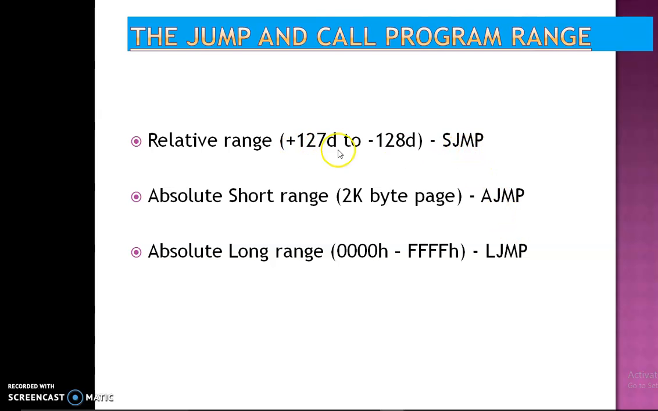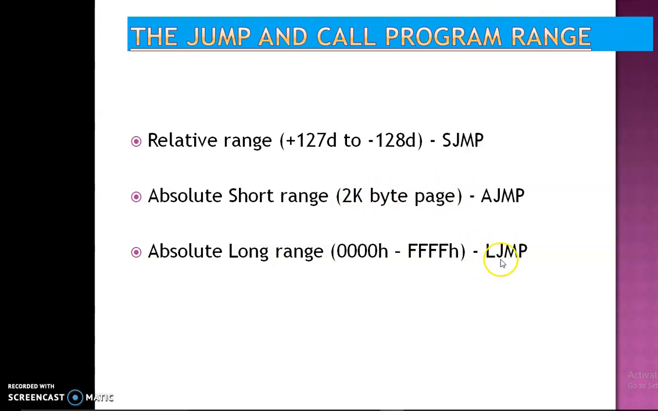For S jump, whenever S jump is at the current location, meaning PC is pointing there, the branch can be taken within this range: plus 127 locations to minus 128 locations. And A jump means absolute short jump. What is the range of A jump? 2K range. 2K means one page size. So if the current instruction is A jump, then control can go anywhere in the one page range. One page range is 2K.